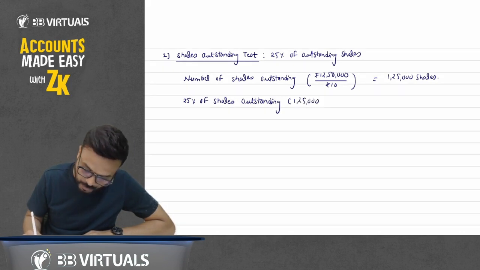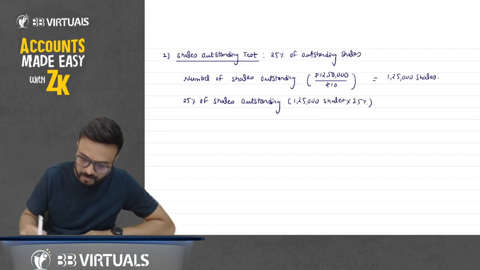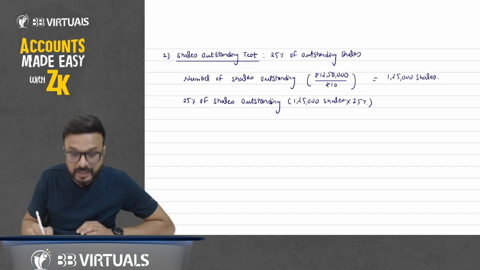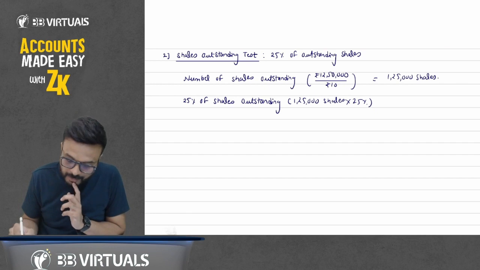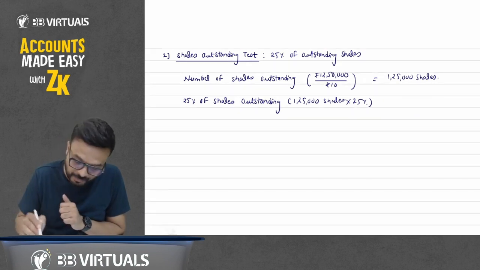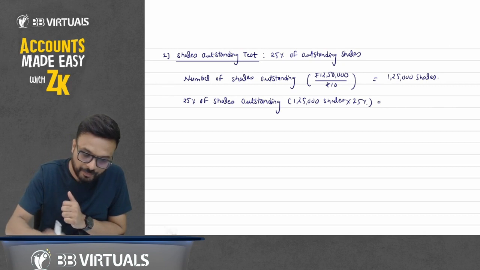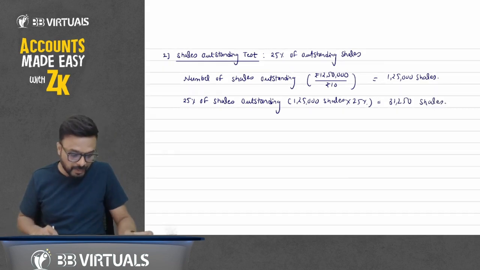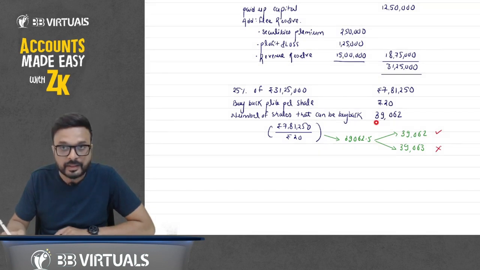1,25,000 shares is the outstanding shares. Multiply by 25%. So as per law, we can buy back a maximum of 25% of outstanding shares. How many shares are outstanding? 1,25,000 multiplied by 25% comes to 31,250 shares.